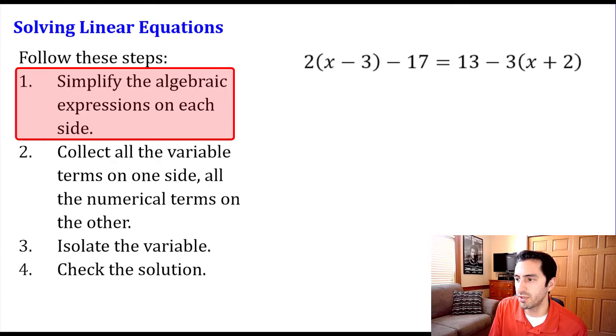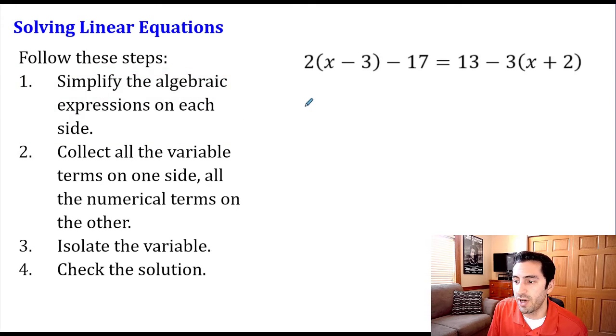So our first step is to simplify the expressions on each side. I'm just going to focus on my left-hand side and my right-hand side by themselves. To simplify, first we need to use our distributive property. So I'm going to distribute the 2. So we have 2 times x. And then if I distribute the 2 to the negative 3, 2 times negative 3 is negative 6. And we still have our negative 17.